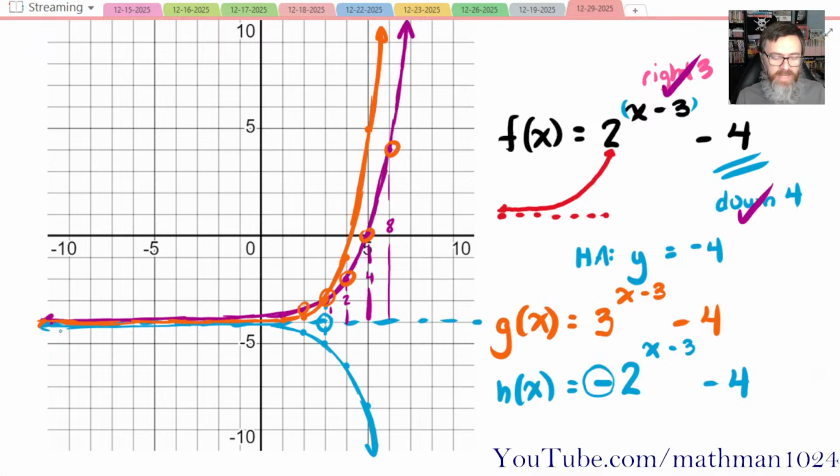So the graphing techniques are still sound. They're still the same thing that we've always done. It's just learning a new shape. And that's really it. Nothing more than that.